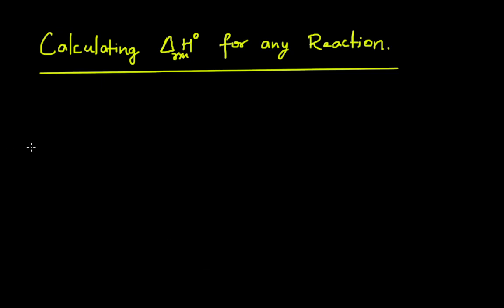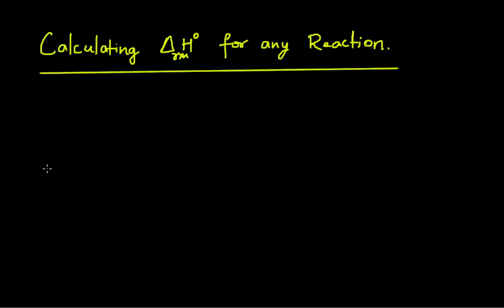So welcome to this lecture on thermochemistry. This is your second lecture. Here we will be calculating delta H naught reaction for any reaction. The whole idea and the goal of thermochemistry is that you should be able to predict delta H reaction for any reaction, whether it can be calculated or carried out in laboratory conditions. You should be able to predict. That's the whole idea behind thermochemistry.